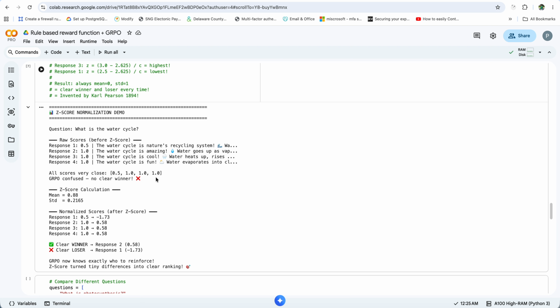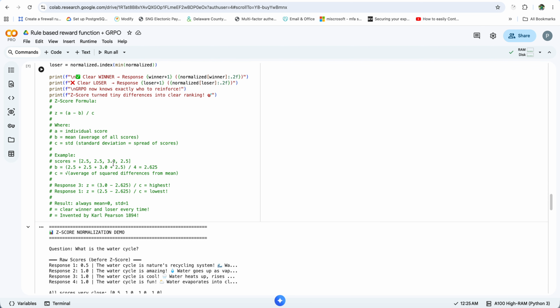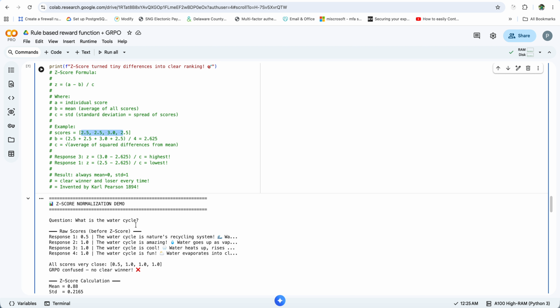So the reward model gets confused about which one it should pick and which one it should not pick. This problem is actually solved by the Z-score. Z-score is a very old approach in mathematics. Basically, how it works: the formula for the Z-score is A minus B divided by C, where A is the individual score, B is the mean, and C is the standard deviation. That's what they are doing here: taking all the scores and getting the standard deviation out.